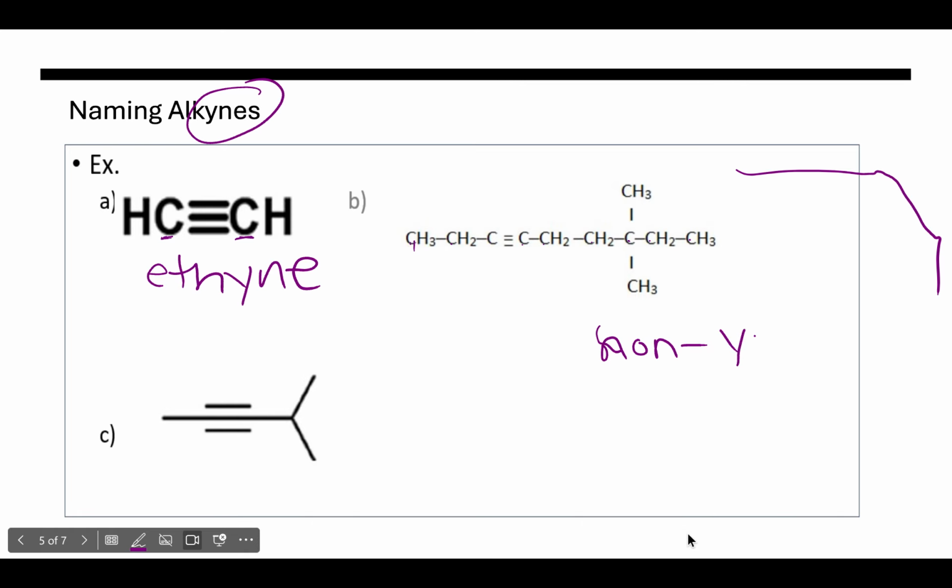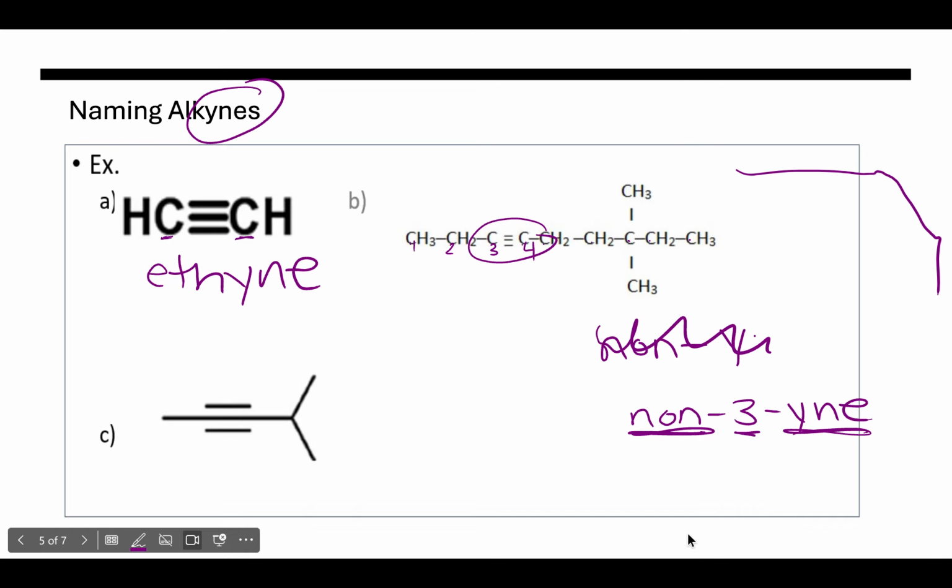Oops, I need to say where it is first. So your carbon 1, 2, 3, 4. So we still know it's non, but it's between carbon 3 and 4. So this would be non-3-yne. The non means that we have 9, 3 means between 3 and 4, and YNE means there's a triple bond.